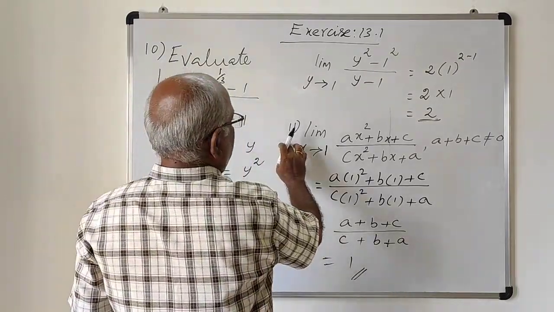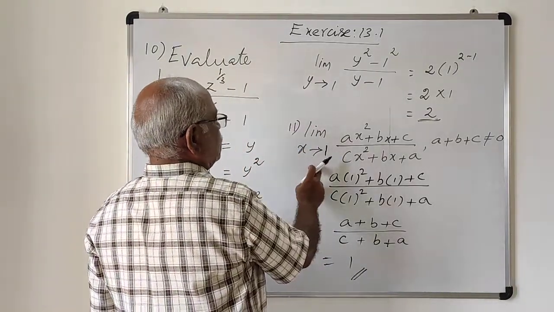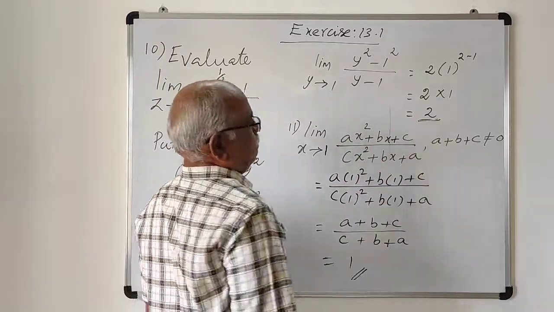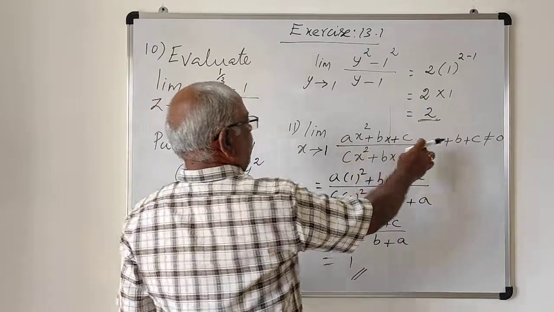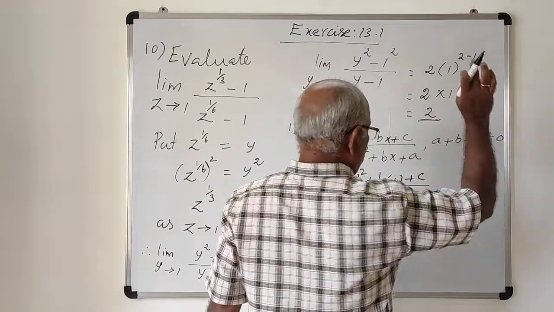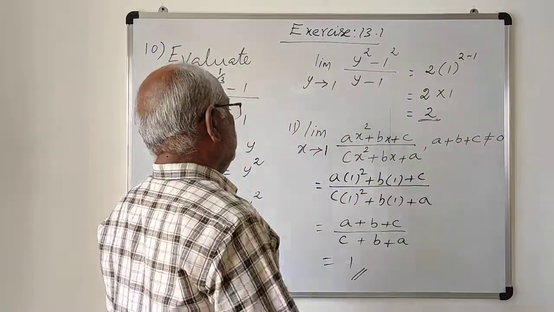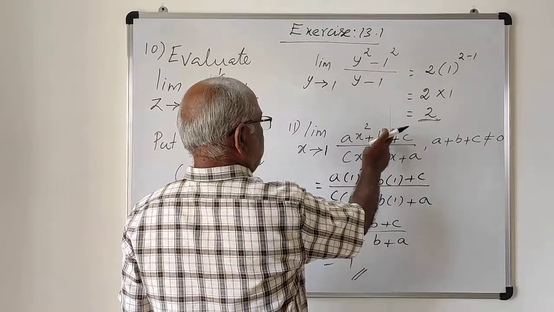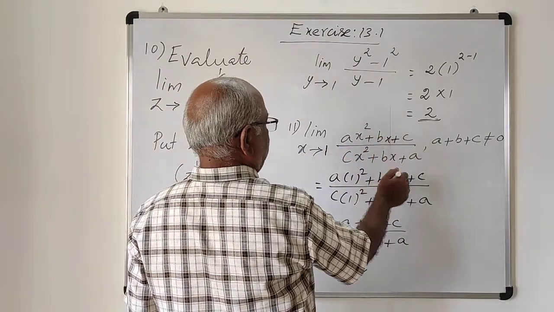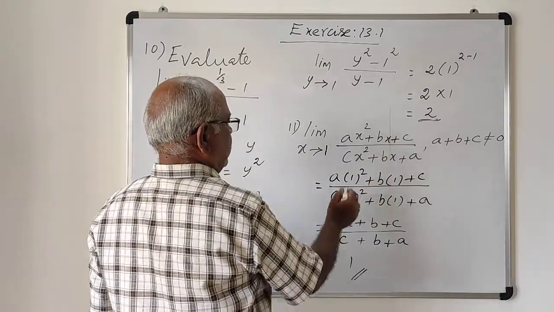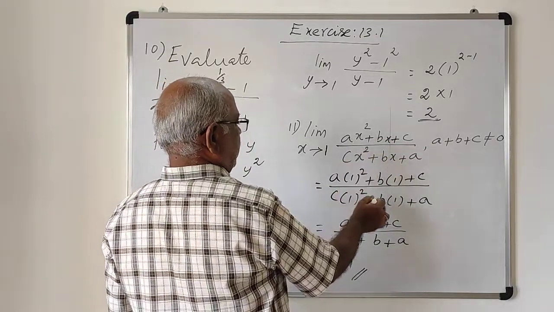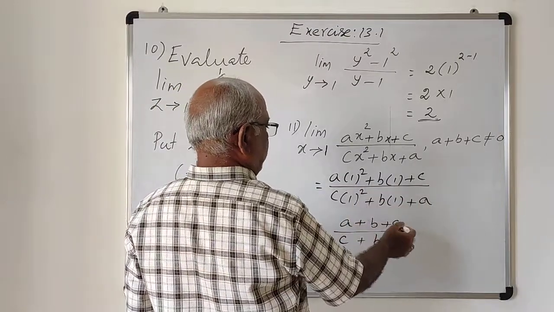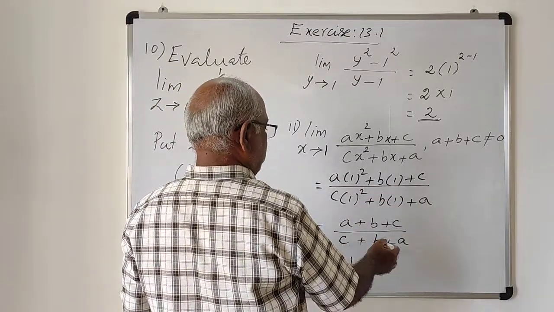Next, 11th problem: evaluate limit x tends to 1, (ax square plus bx plus c) by (cx square plus bx plus a). In this case, the sum a plus b plus c is not equal to 0. Therefore, substituting the limit as x tends to 1, the numerator is a into 1 square plus b into 1 plus c, that is a plus b plus c. Similarly, the denominator is c plus b plus a.